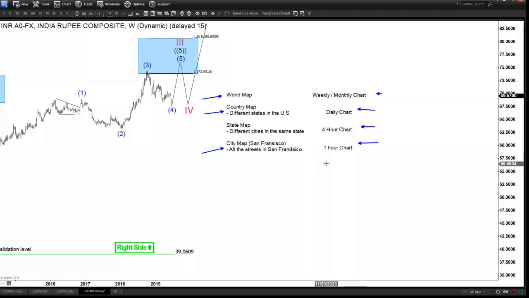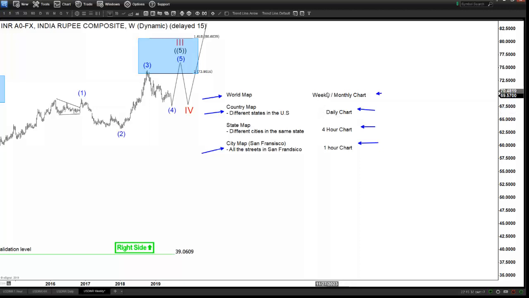They cannot contradict, because otherwise, the 4 hour chart and the 1 hour chart would be different from one another. That's what I'm trying to say. It cannot be different from one another, right? Same thing as the maps cannot be different from one another.